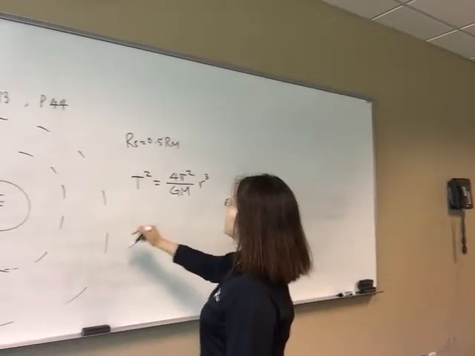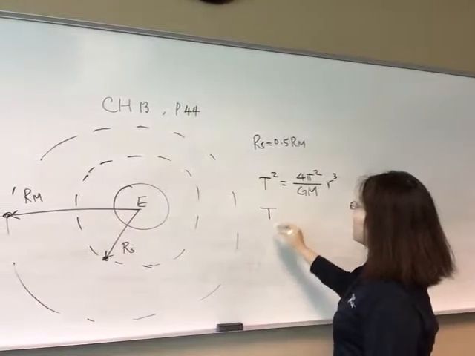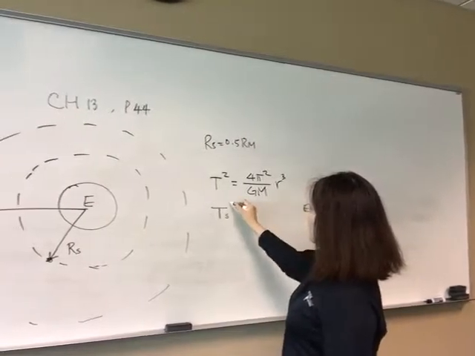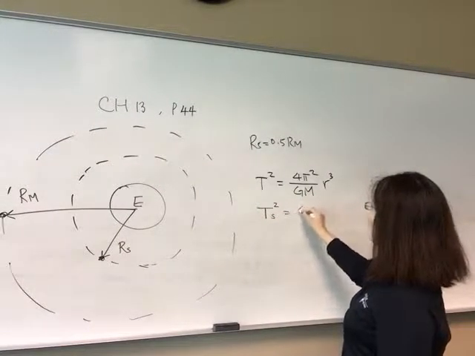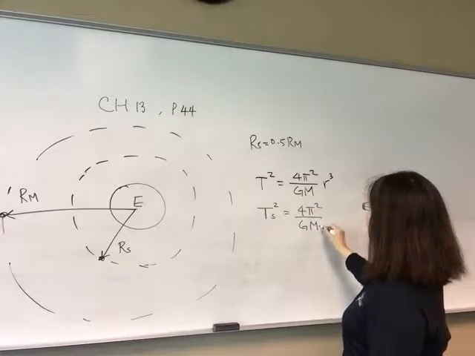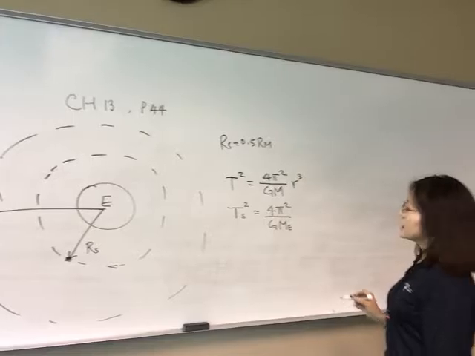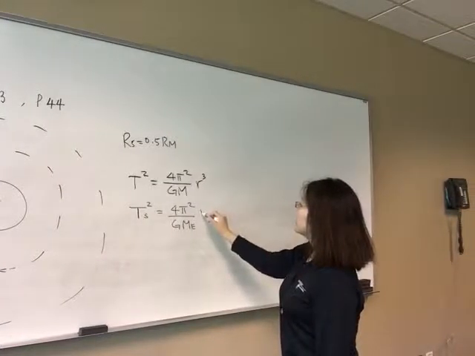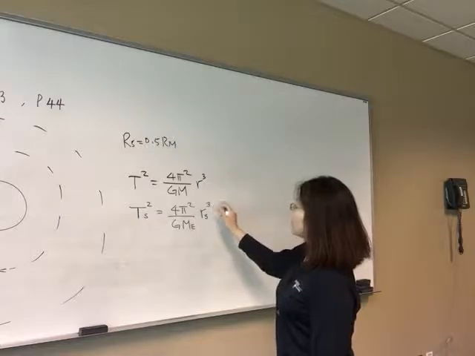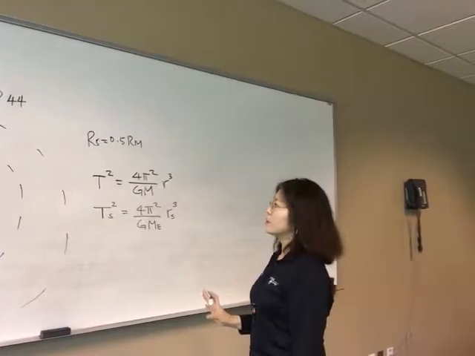So let's say this is the period of the satellite. I'm going to use S to indicate the satellite. Ts squared is equal to 4 pi squared over G, times the mass of the Earth, using E to indicate the mass of the Earth, and then the radius of the satellite, Rs, cubed. I'm not going to plug in any numbers just yet.